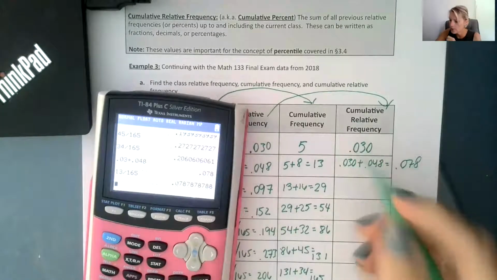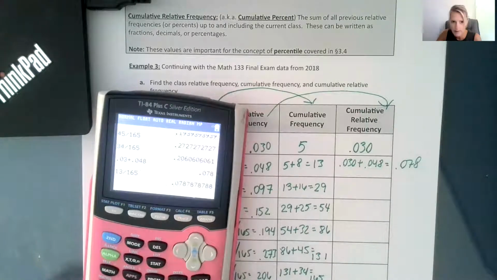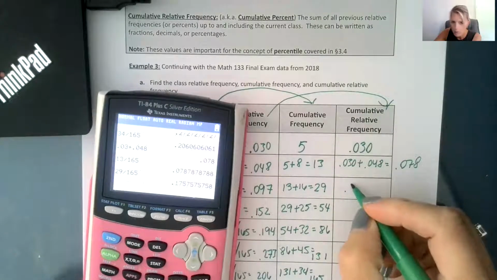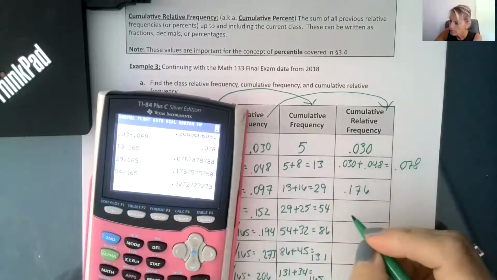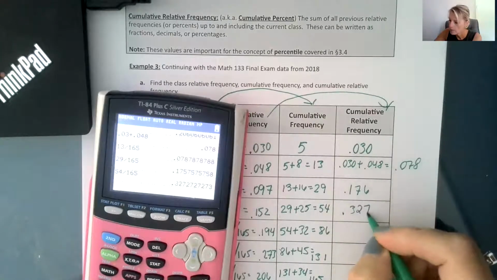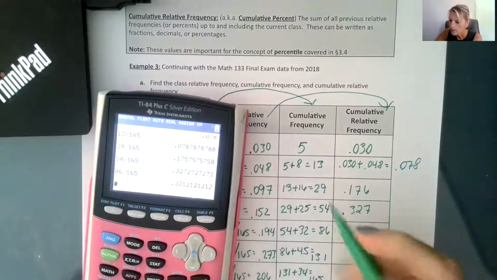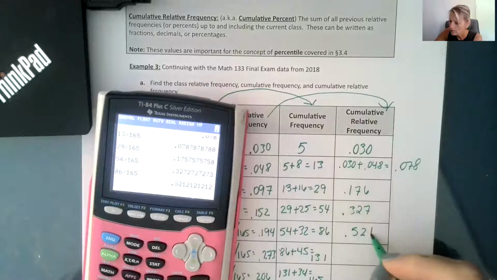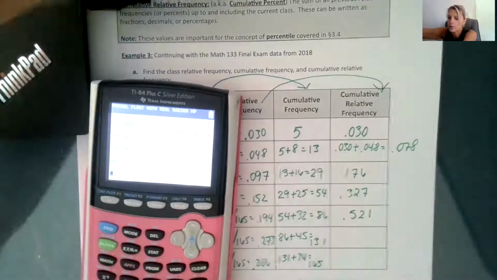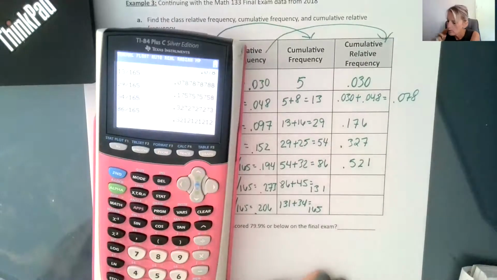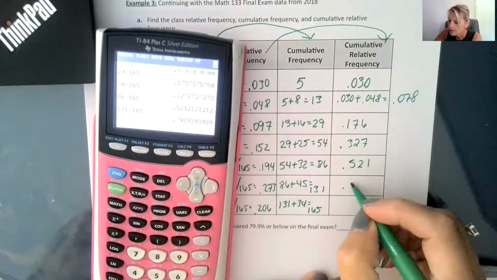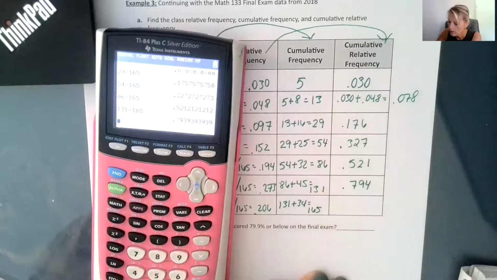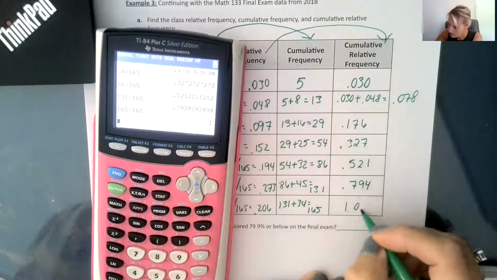So depending on your rounding. So the next one would be 29 divided by 165 would be 0.176 if you round. This is 0.521. And look at, we're getting closer and closer to 1.0. 131 is 0.794, and then 165 will get us to 1.